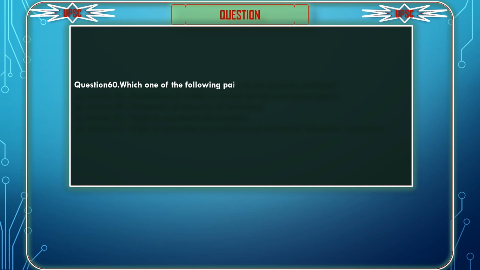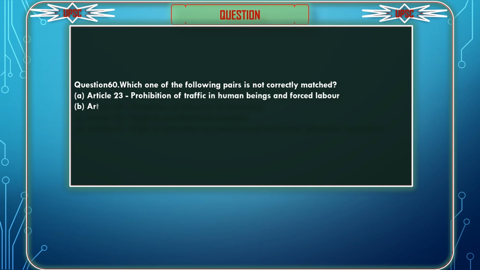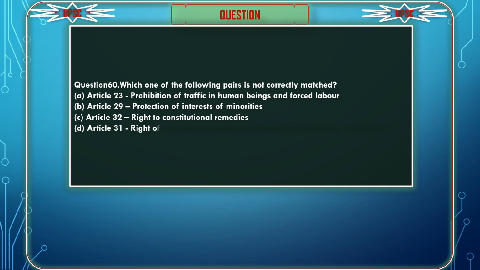Question 60. Which one of the following pairs is not correctly matched? A. Article 23, Prohibition of Traffic in Human Beings and Forced Labor. B. Article 29, Protection of Interests of Minorities. C. Article 32, Right to Constitutional Remedies. D. Article 31, Right of Minorities to Establish and Administer Educational Institutions.